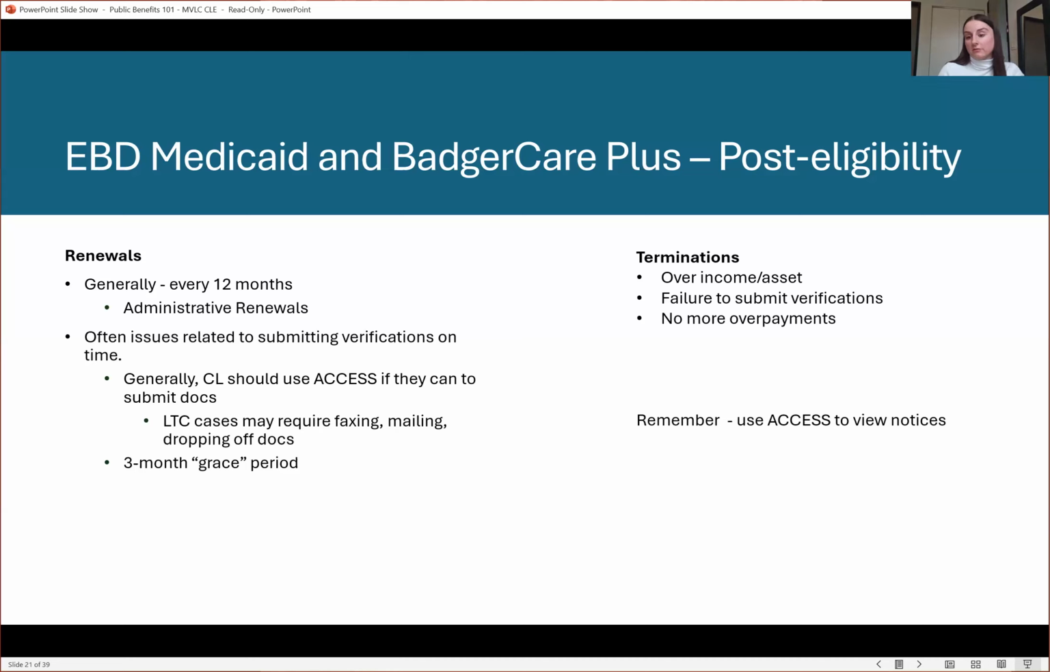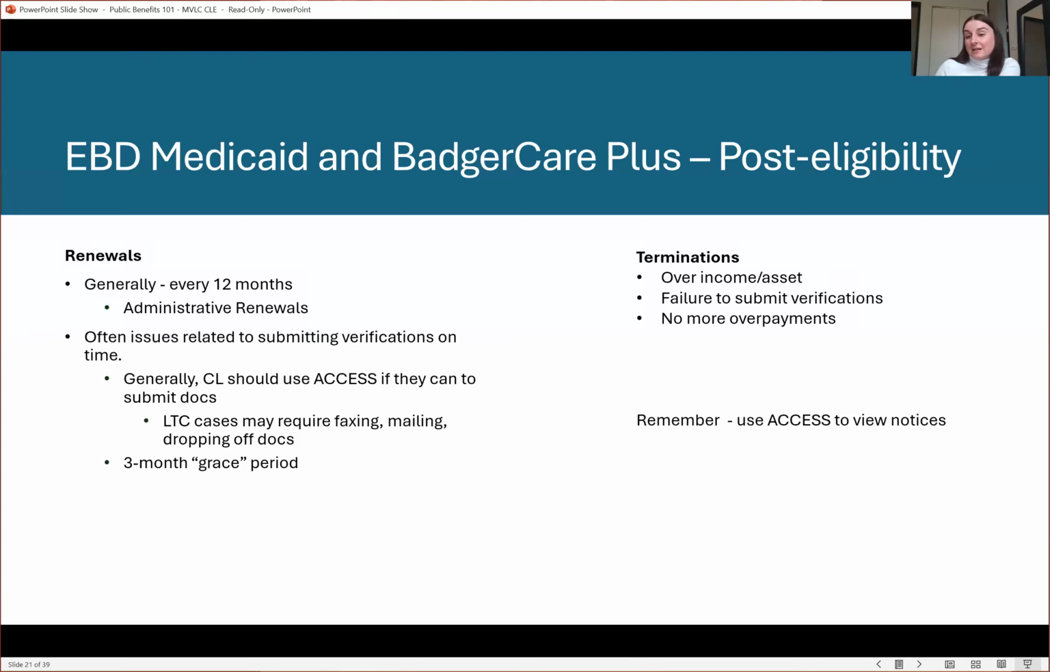There's sometimes administrative renewals. If they don't need to request the information, they shouldn't. So sometimes benefits are just administratively renewed, which is great, but certainly not in every case. Like I said, there's often issues that arise in this time with submitting verifications. Generally, you should encourage clients to use their Access account to submit information. Long-term care cases might require faxing or mailing documents just because it's a lot more verifications you need to submit in most cases, but otherwise Access for sure.